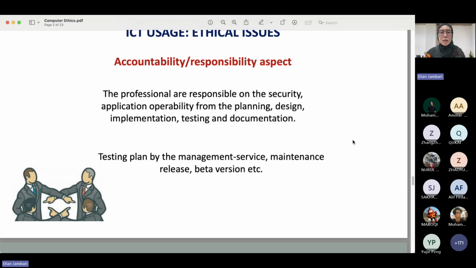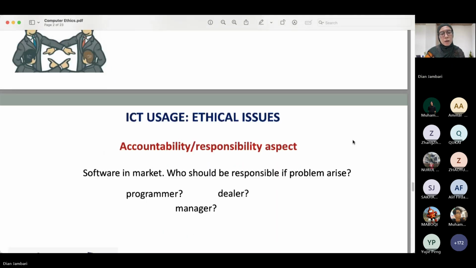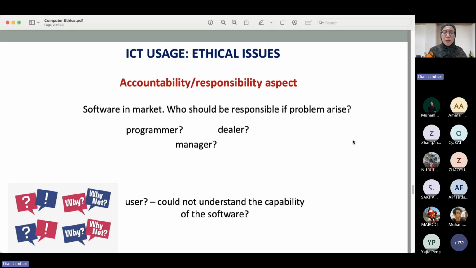And to address the ethical issues as professionals, one of the pillars that we need to believe, and also need to uphold in order for us to remain ethical, is that we need to know that it is our responsibility on the safety or security and the operability, which means that the application needs to work, from planning, design, implementation, testing, and documentation. So we are responsible for that. So we have our ethical obligations to make sure that everything is safe and operating properly. All right, so that is the first about the accountability and responsibility.